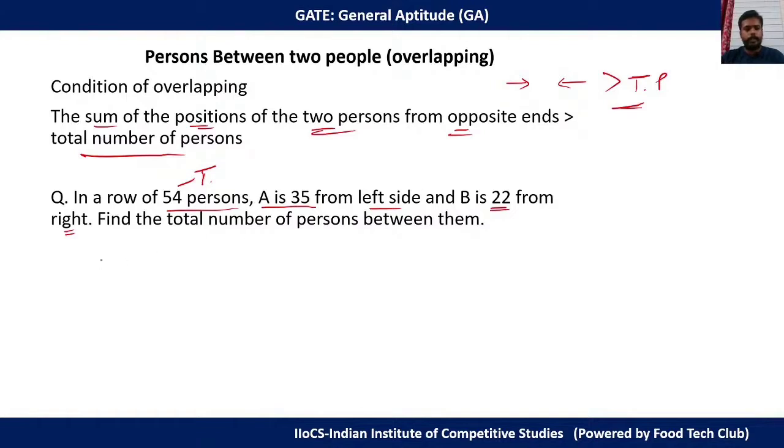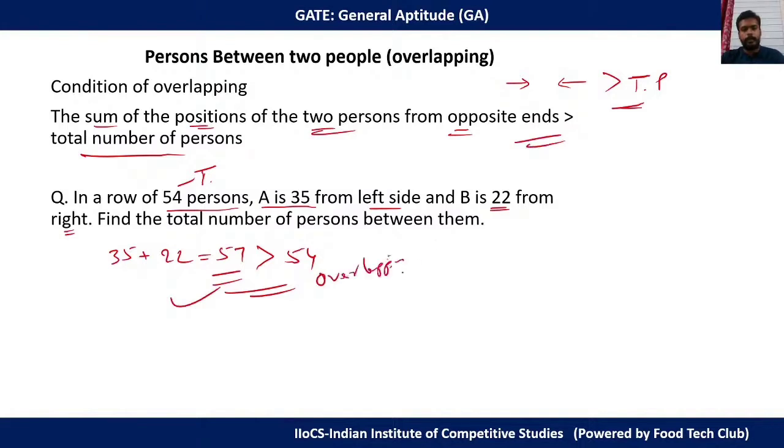So opposite ends, let's add these two. 35 plus 22, how much is it? 57, right? Now this 57 is obviously greater than 54. So this condition is fulfilled here. So there is an overlapping. This is a condition of overlapping.